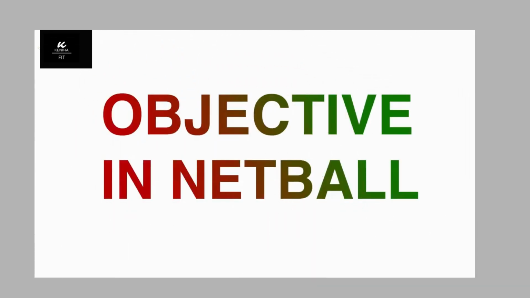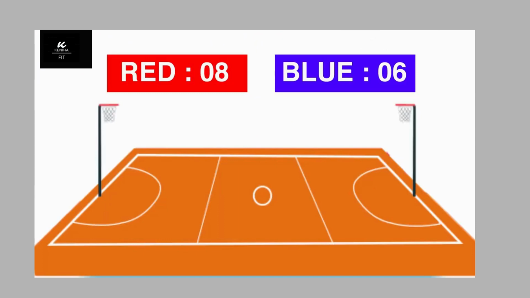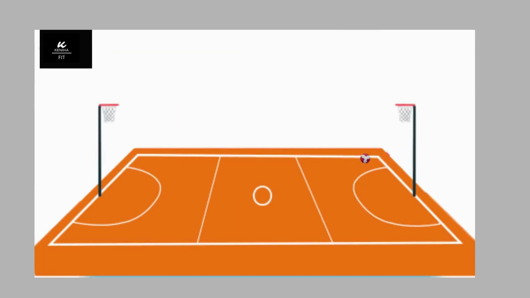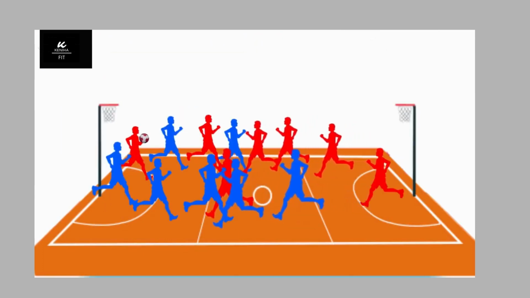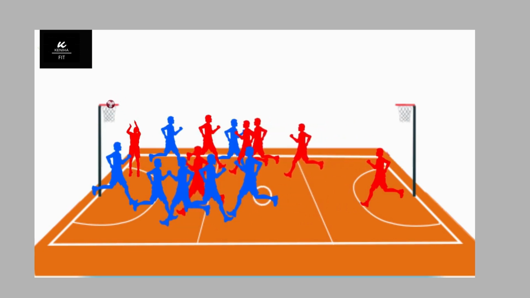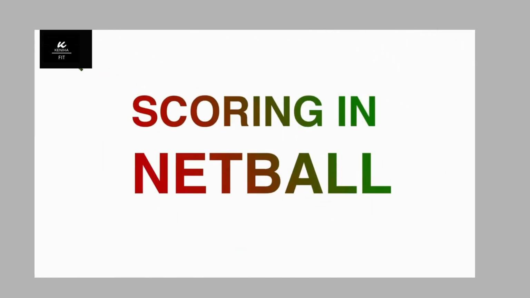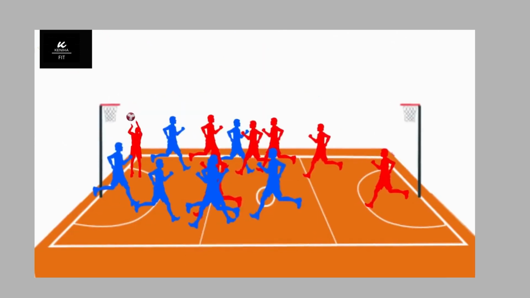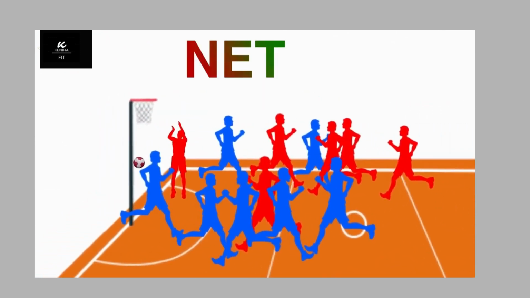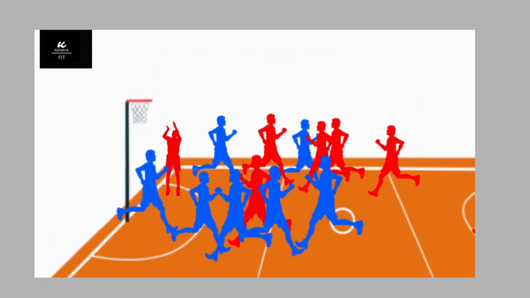Objective in netball. The objective of netball is to score more points than your opponent. The team is supposed to pass the ball around and shoot it into the goal ring to score goals. Scoring in netball. Scoring in netball is very straightforward. Each time the ball goes through the net, the team gets a score.